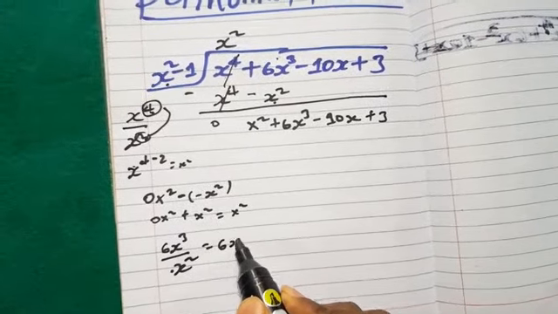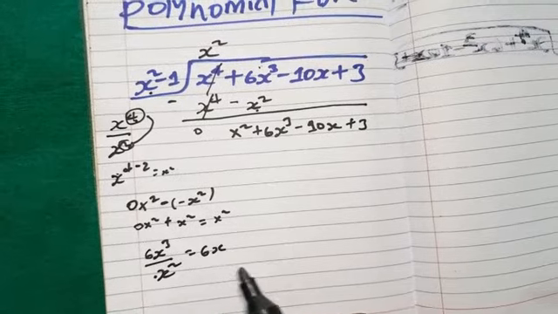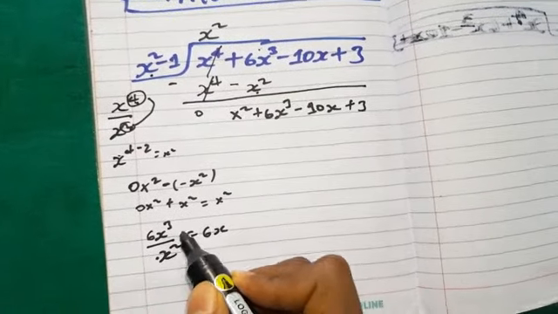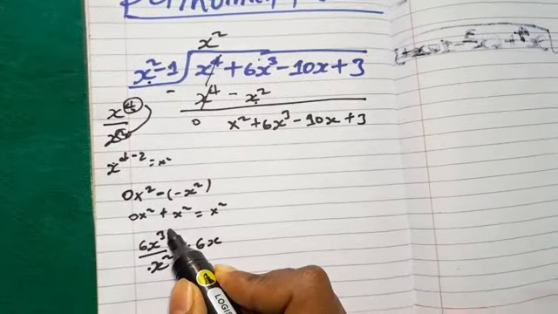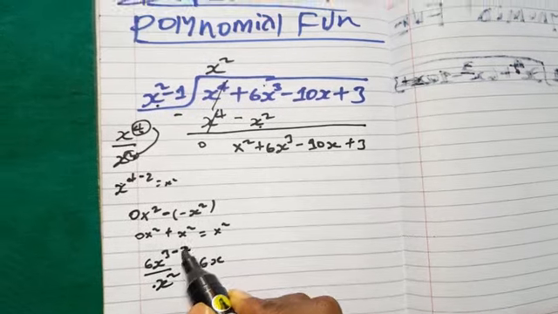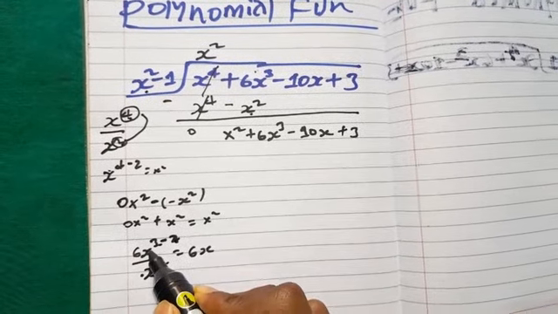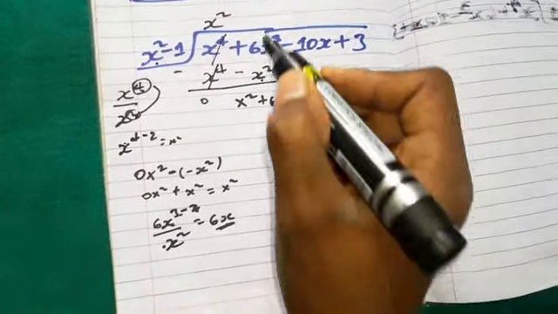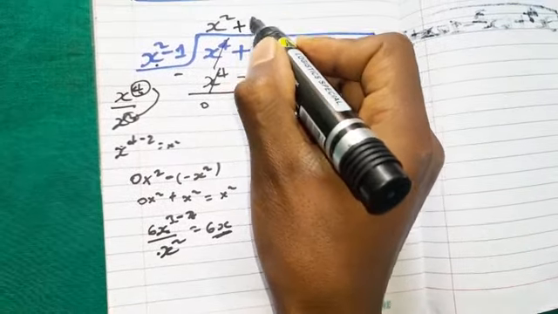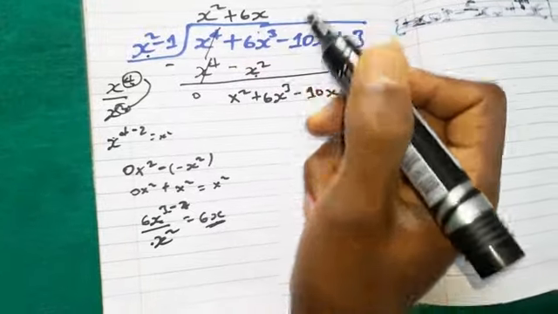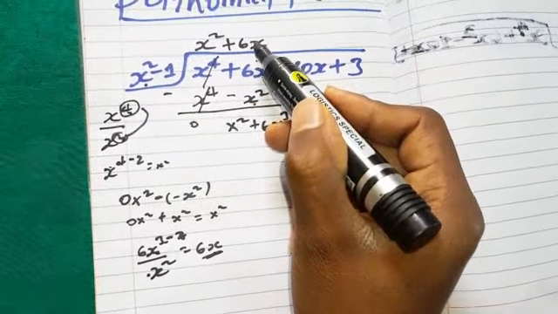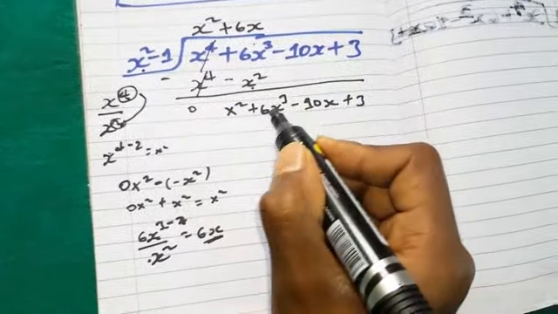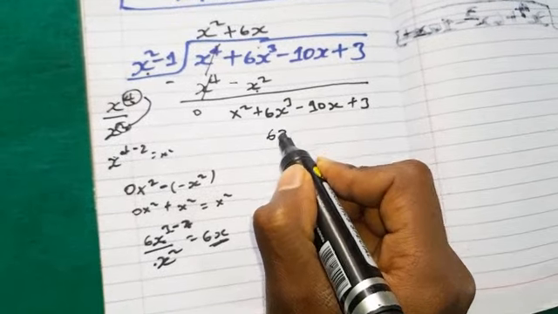Don't forget how it becomes x. This 2 comes to this by subtracting: 3 minus 2 means 1. It becomes only x. So 6x. Then plus 6x. Yes, 6x times x squared means 6x cubed.